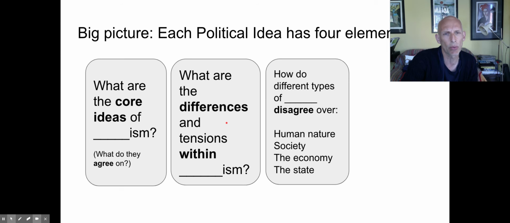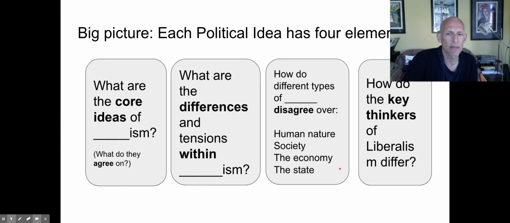So we want to know the way in which different types of liberals disagree with each other over these 4 areas: human nature, society, the economy, and the state. We say the same thing for all 4 ideas. The spec is grouped around this idea that there are 4 key themes and they disagree among them. And then lastly, they all have key thinkers.